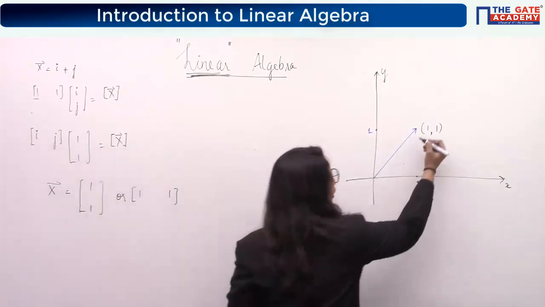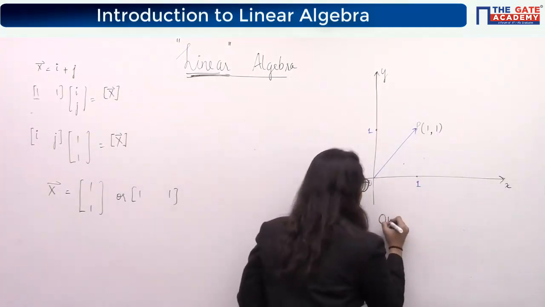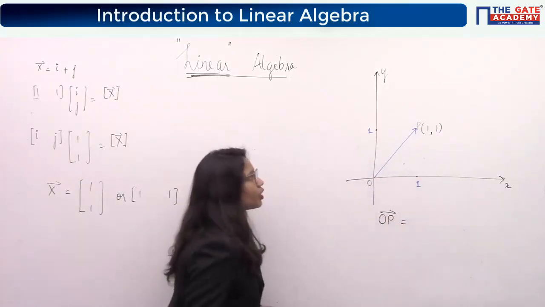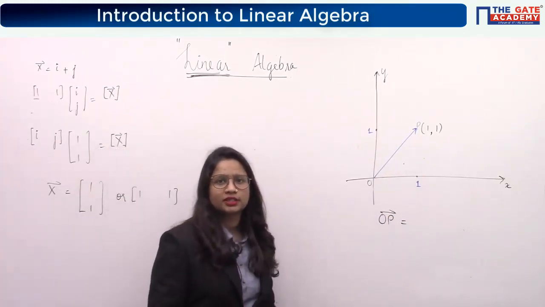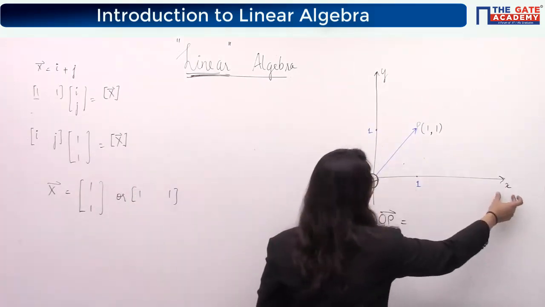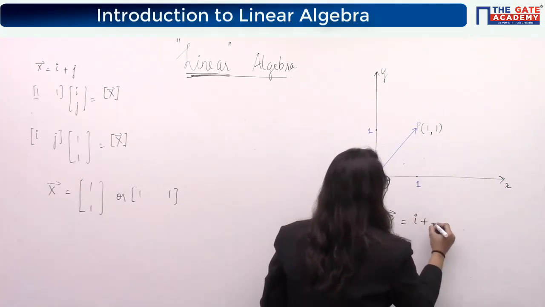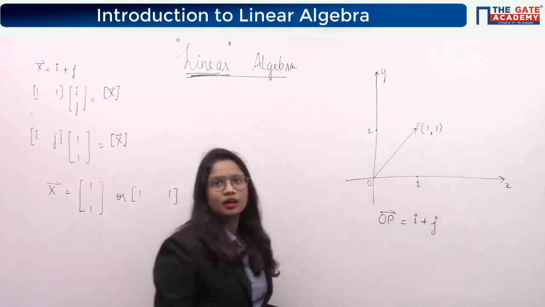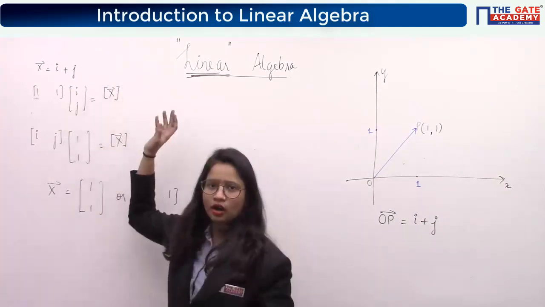Let's say you have some point P, 1, 1 and O. What will be OP vector? OP vector will be, I think you are able to understand what I am trying to say. Because there is one unit in x direction, one unit in y direction, you will write OP vector as I plus j. This OP vector will be I plus j. Now this vector was also I plus j.